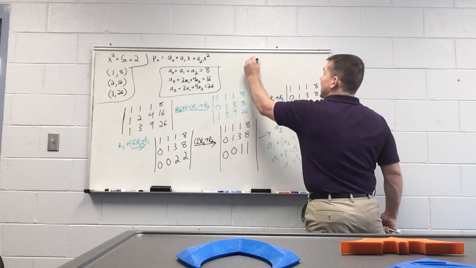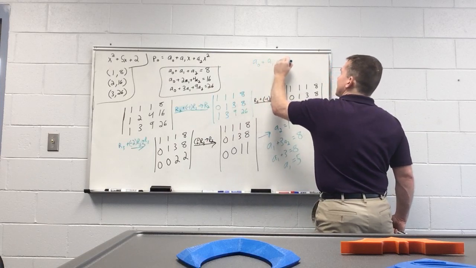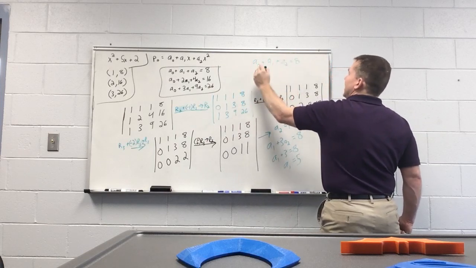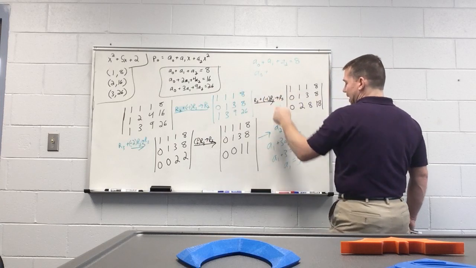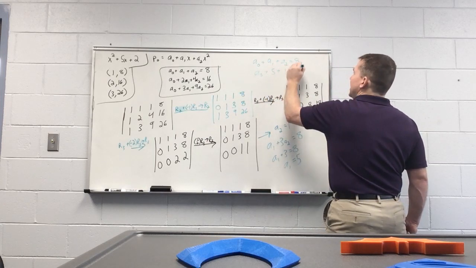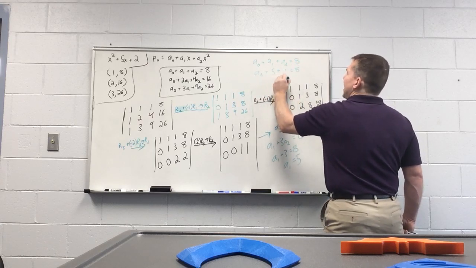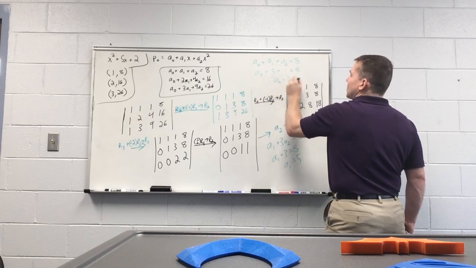Backward substitute again. A sub 0 plus a sub 1 plus a sub 2 is equal to 8. So a sub 0 plus a sub 1, which is 5, plus a sub 2, which is 1, is equal to 8. 5 plus 1 is 6. Subtract it. A sub 0 is 8 minus 6, which is 2.